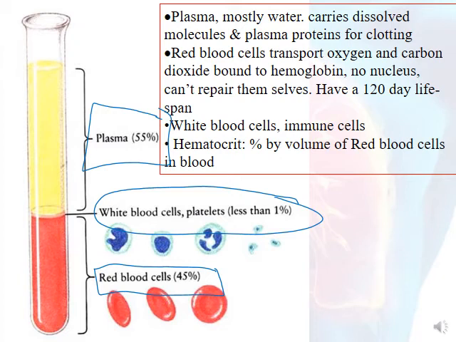Red blood cells are anucleated. They don't have a nucleus. They can't repair themselves, and they have a lifespan of about 120 days. White blood cells, called the immune cells, as we said, have a role in immunity. Hematocrit represents the percentage by volume of the red blood cells in the blood.